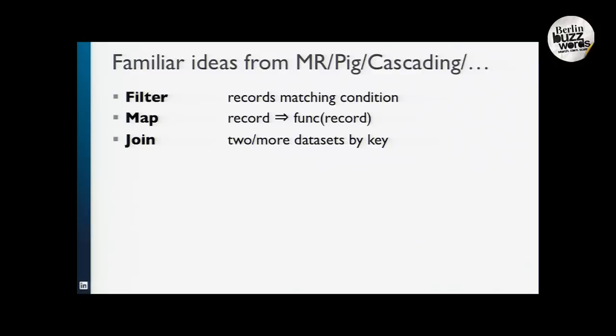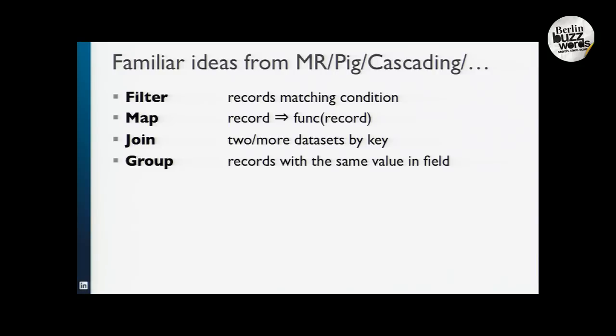Number one is filtering records. Either something matches a condition or not, that's clear. Mapping, which is just taking one record and producing some transformed version of it, again, one record at a time. Next, now it's starting to get more interesting. You might want to join multiple data sets together. So take the key of a record from one data set, the key from a record in the other data set, and match those up where the key is equal, or some function of the key.